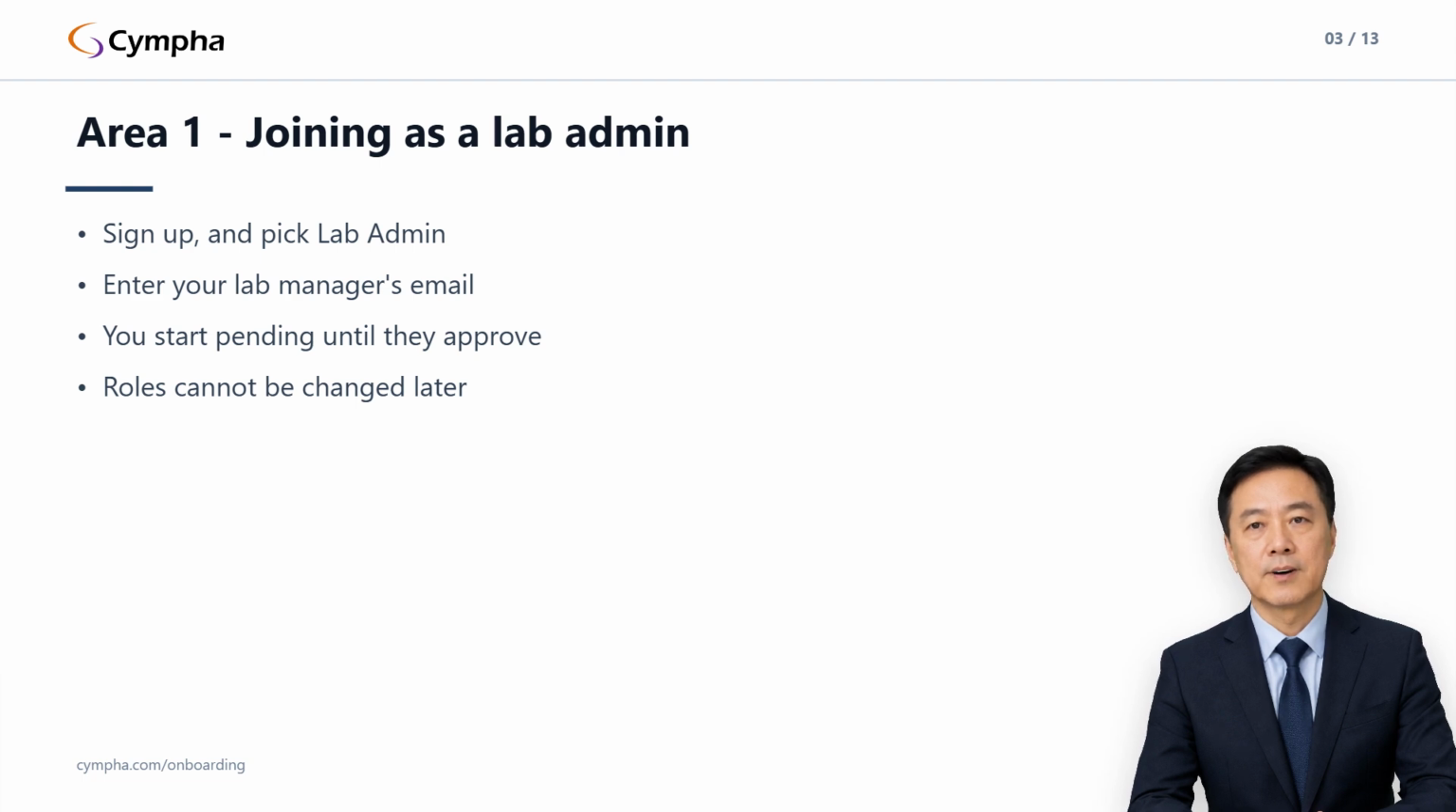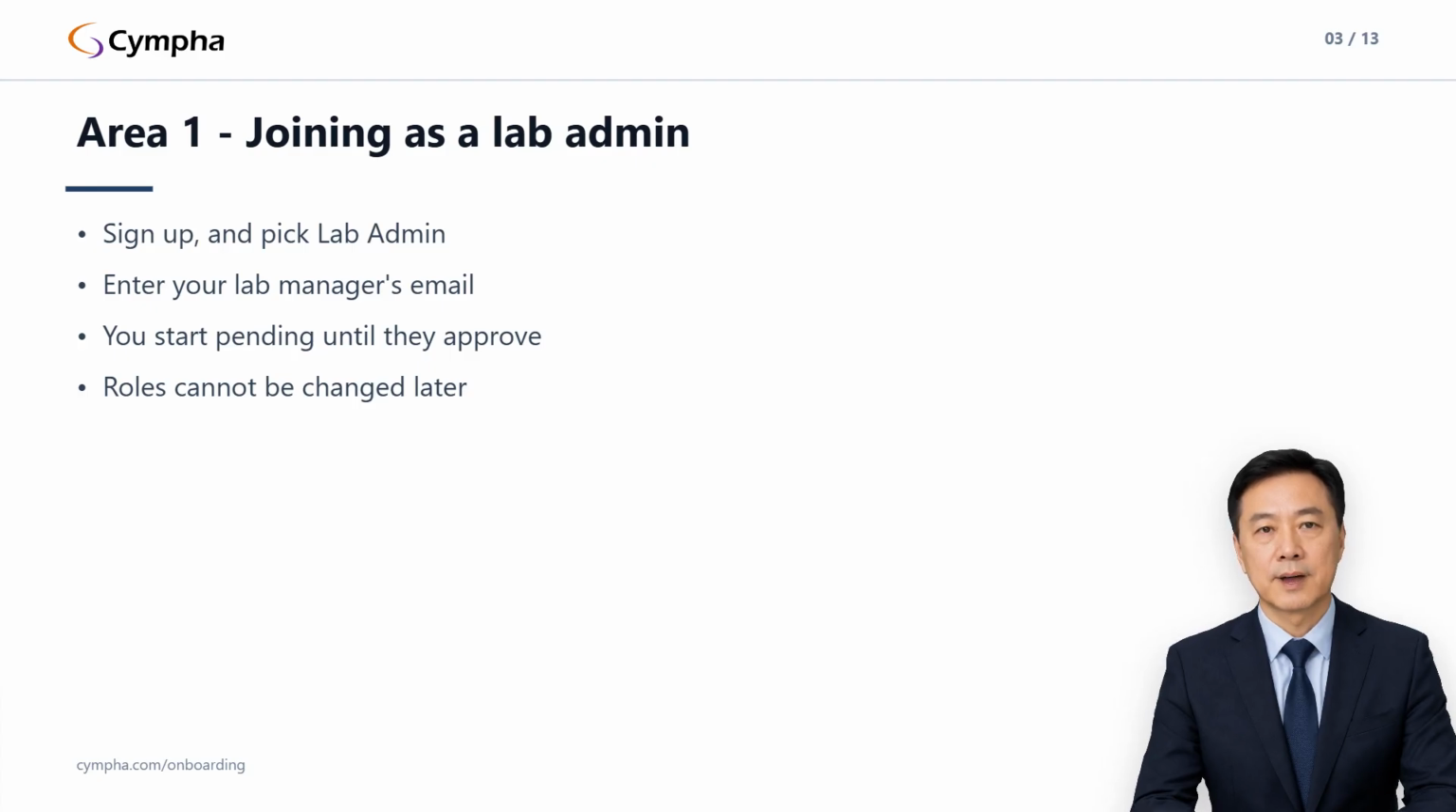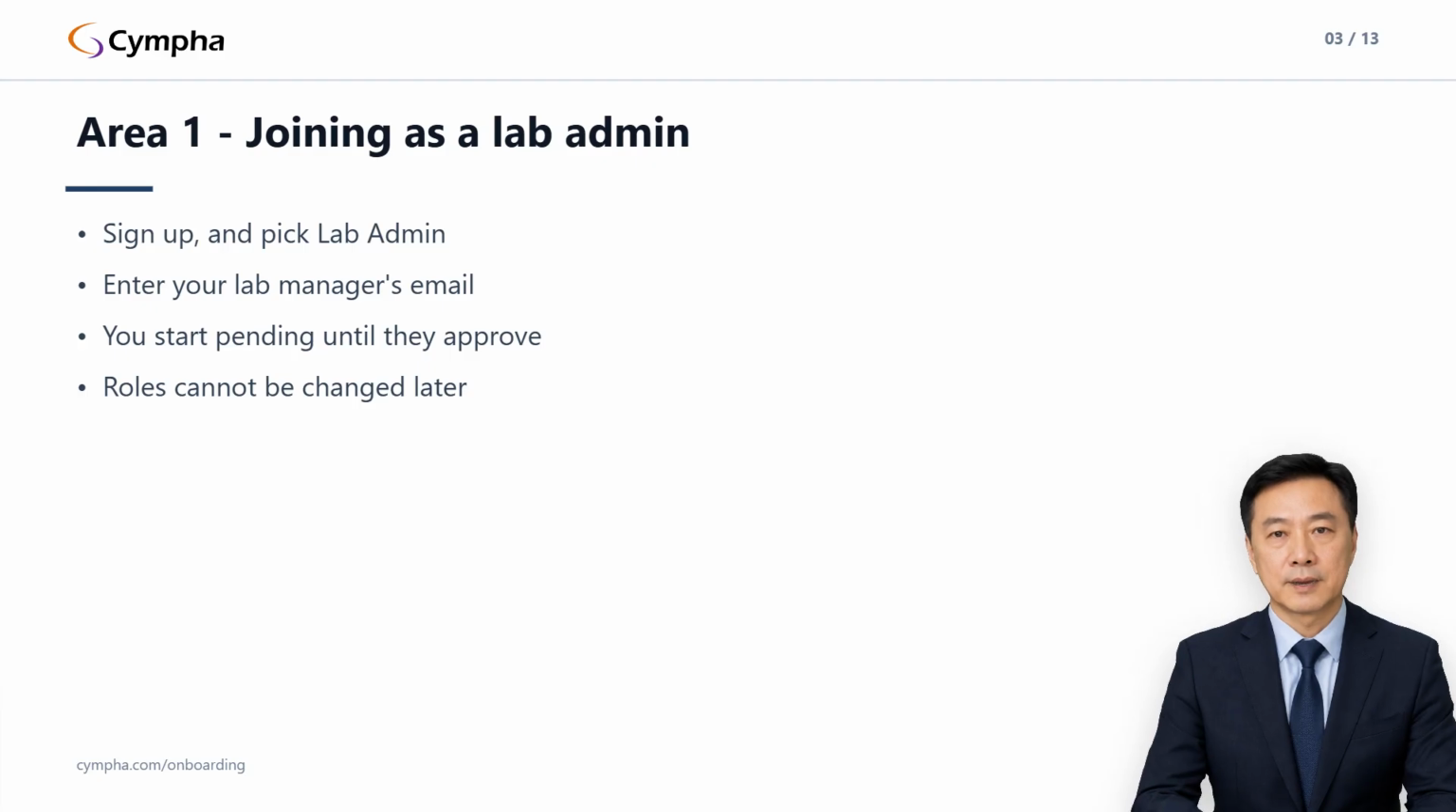Sign up at app.cympha.com, choose Lab Admin on the role screen, and enter your lab manager's email address so you join the right lab. Like a designer, you start pending until the lab manager approves you on their team page, and until then your sidebar will look sparse. That is expected rather than a fault. Take the role choice seriously, because a role cannot be changed afterwards from your account. If you pick the wrong one, you will need Cympha support to sort it out. This is a senior account, so it is worth being deliberate about who holds it.